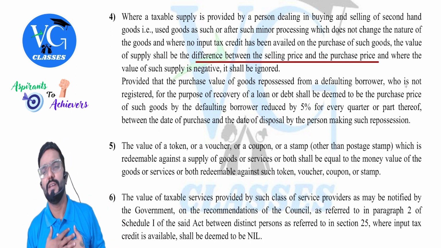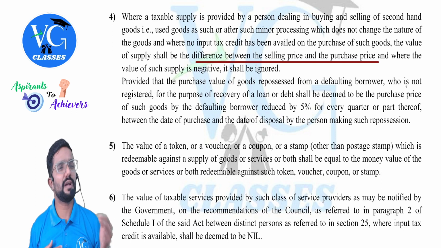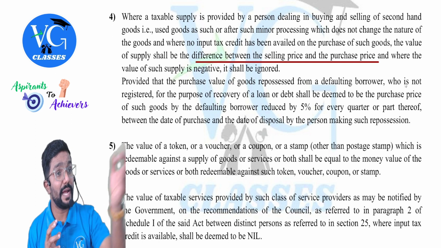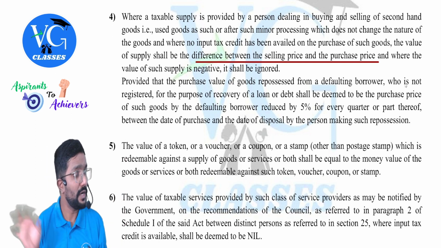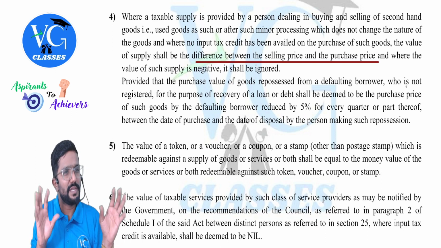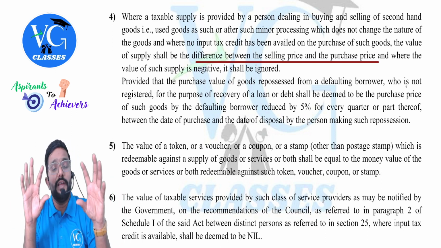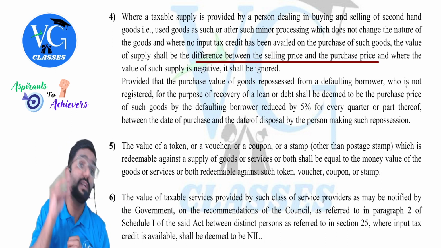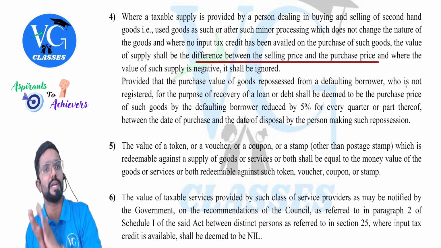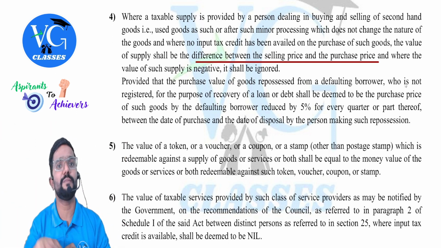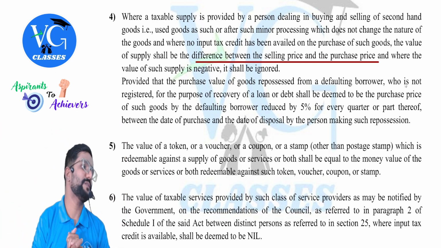Assume I am an authorized dealer. I buy cars and sell them second hand. Let me repeat. I will buy a car which is already used, not a new car. I will buy a second-hand car. Maybe I will do some processing, some repairs, maintenance work. I will make the car look like new. Not exactly new, look like new. Okay. And I sell it to the customers. I bought the car for 5 lakh, sold it for 8 lakh. What is my profit margin? 3 lakh. That is my value of supply.